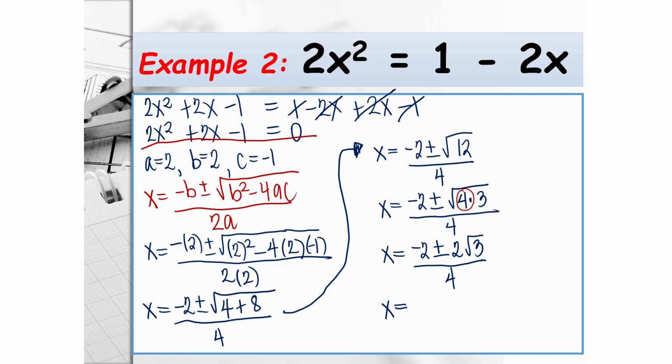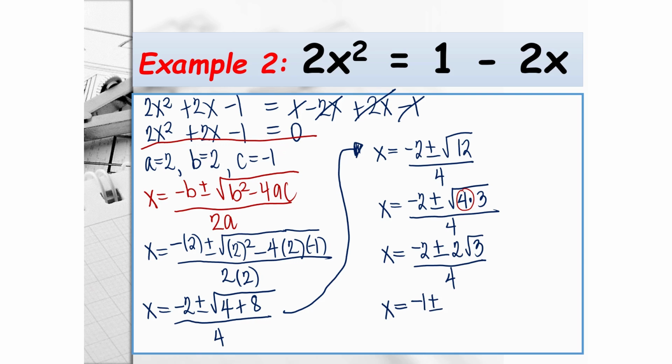Yang tatlong numbers na yan, titignan nyo kung may GCF. So, may GCF po yung tatlong numbers na iyan. 2, 2, 4. So, ang GCF ay 2. Para ma-simplify, divide each number by 2. Hindi kasama yung nasa loob ng radical sign. So, magiging negative 2 divided by 2 is negative 1 plus minus 2 divided by 2 is 1.